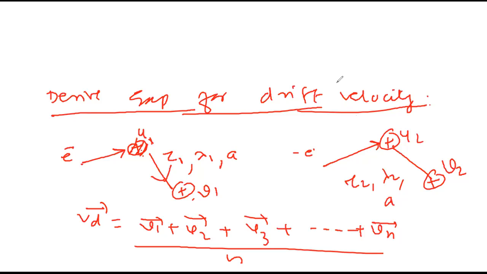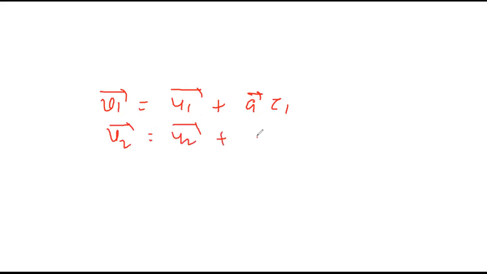Yes, sir. I'm interested in drift velocity in terms of tau and mass. Right now it is nothing but the average of all the electrons coming out of that conductor, say v1, v2, up to vn. The v formula is u plus at, by the kinematical equation. So v1 bar will be u1 bar plus a bar into tau 1, v2 bar is u2 bar plus a bar into tau 2, and the last one will be un bar plus a bar into tau n.